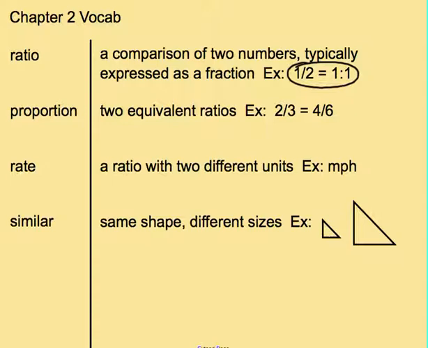represent your ratio. Proportion is 2 equivalent ratios. A rate is a ratio with 2 different units. Most common example would be miles per hour. Those are the 2 units, the miles and the hour.